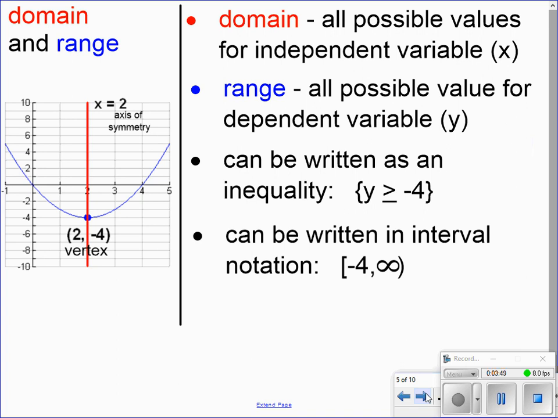Domain and range are also other attributes that we look at. Domain would be all of the possible x values that you could have. Range would be all of the possible y values. And when we're writing out domain and range, it can be written as either an inequality or it could be written in interval notation. And we'll take a look at that as we go through the examples.